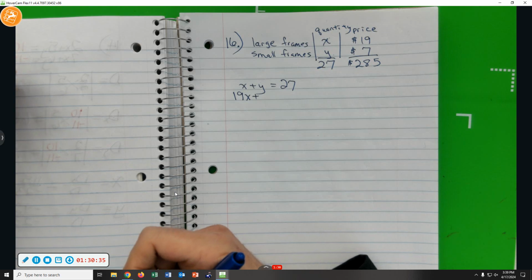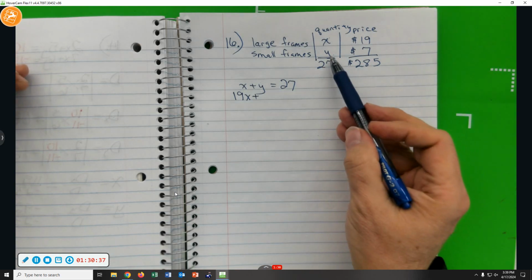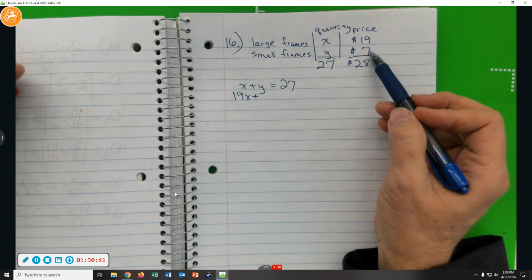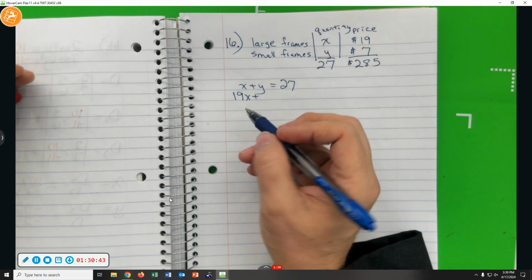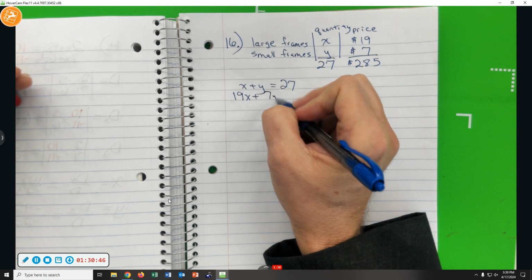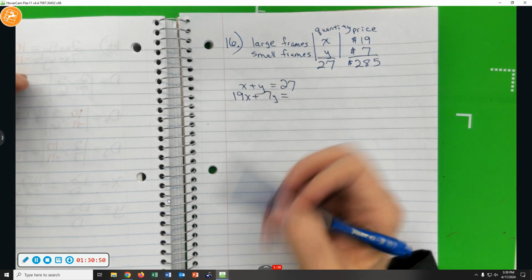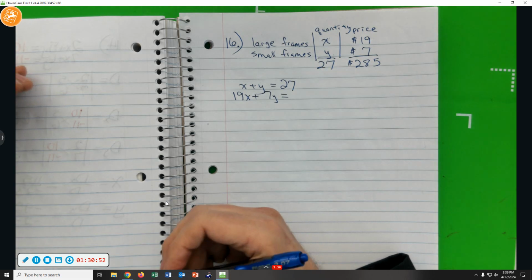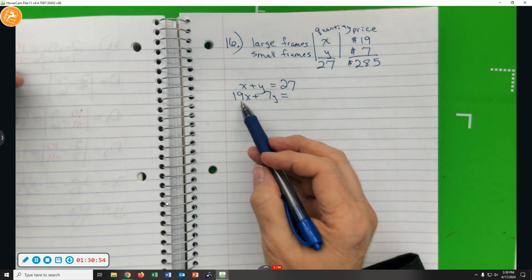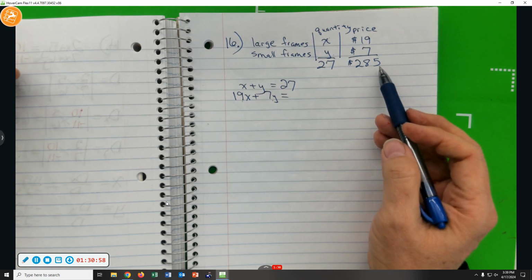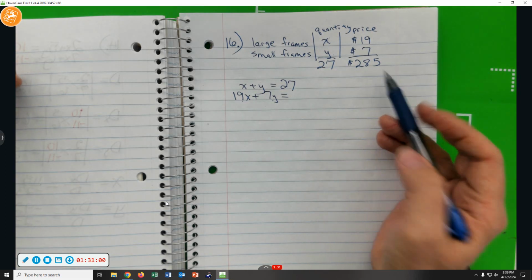How much money did she spend buying the Y small frames? 7y. You go price times quantity. That 19x is all the money she spent buying the large frames. The 7y is the money she spent buying the small frames. The large frames plus the small frames, we know how much she spent total, $285.